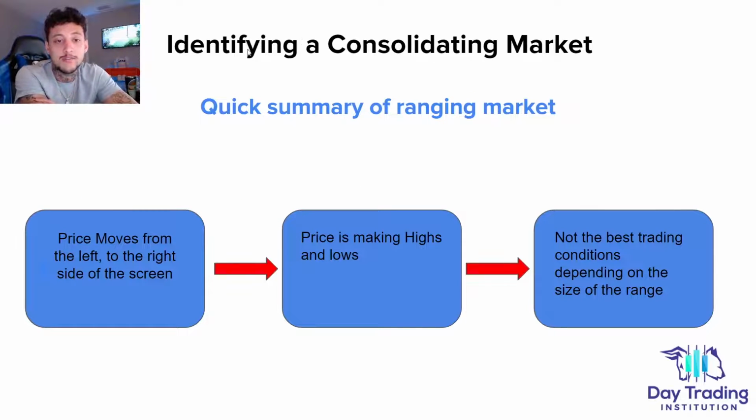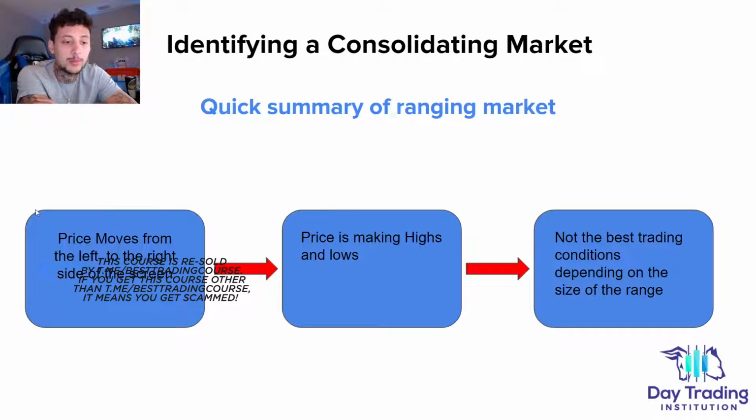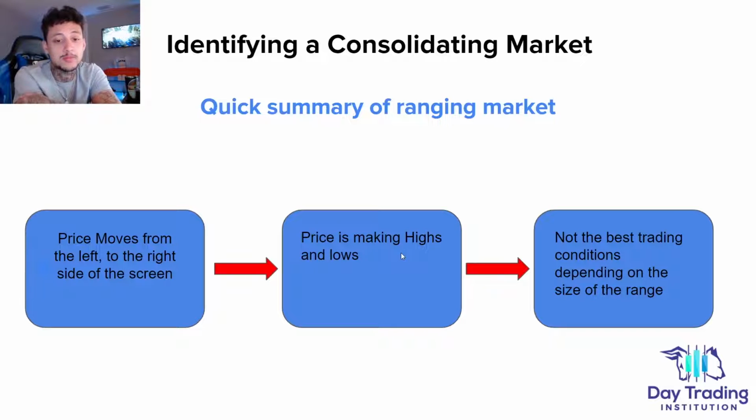Now, let's identify a consolidating market. So when price is consolidating, price is simply moving from the left side of the screen to the right side of the screen, or price is making highs and price is making lows. It's not making lower highs, it's not making lower lows, it's not making higher lows, it's not making higher highs.